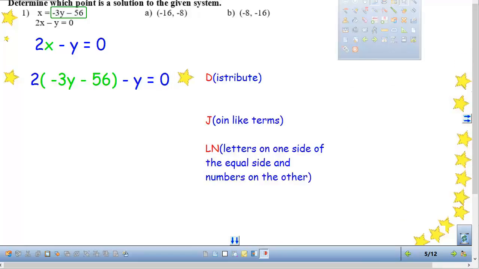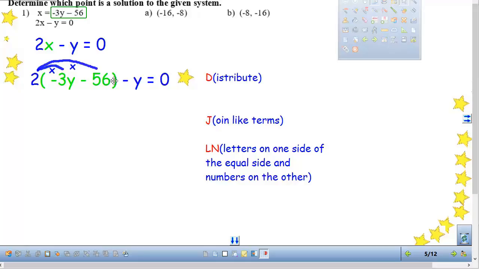So the first thing that we need to do in DJ Lean is to look for any distribution. And we have distribution right here because we have this number sitting next to the parentheses. That means I need to distribute that 2 to both terms within the parentheses. And we do that by using multiplication. Remember, distribution is multiplying. So I need to multiply the 2 times the negative 3y. And I need to multiply the 2 also times the negative 56.